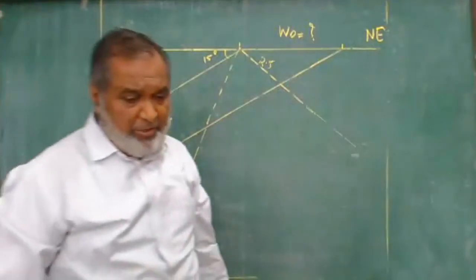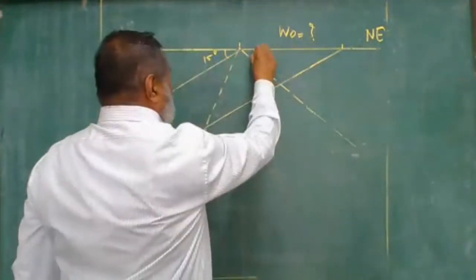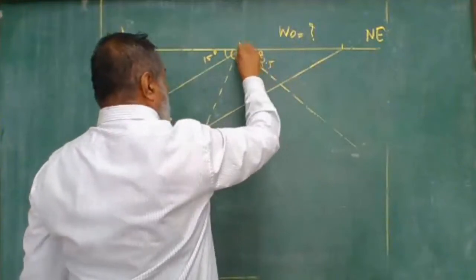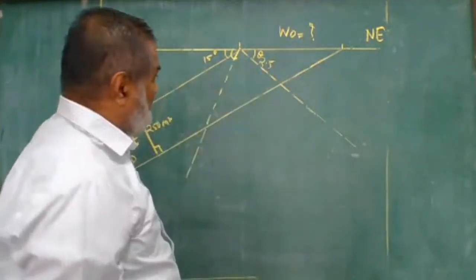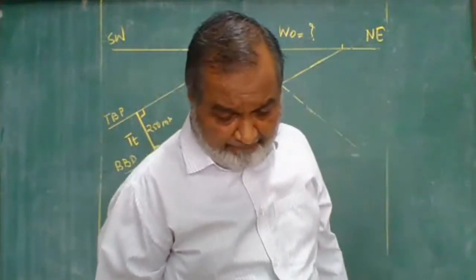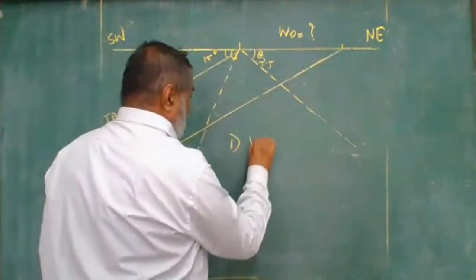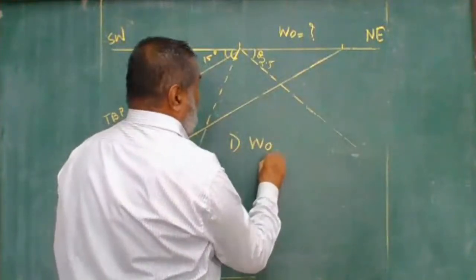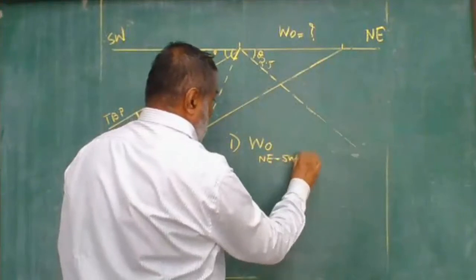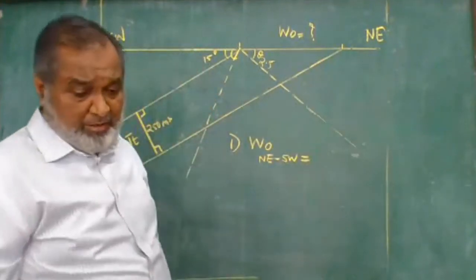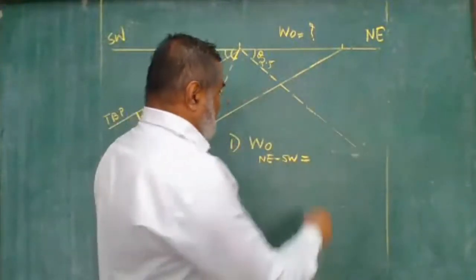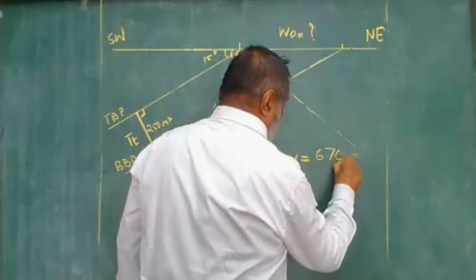Now what we have to find out is how much is this angle. This one. And this angle we have to find out. So these are the answers we have to find out. Simple one, width of outcrop on northeast southwest. How much you got? It will be 670 meters.